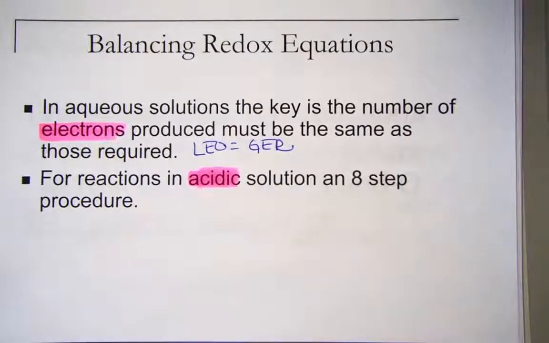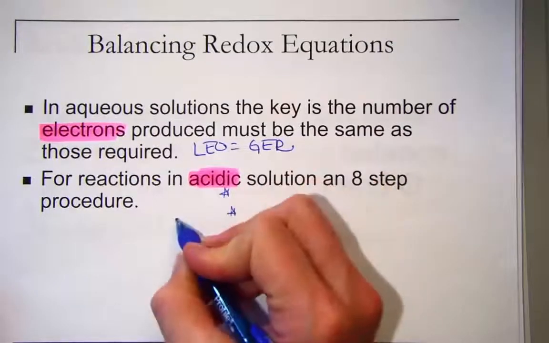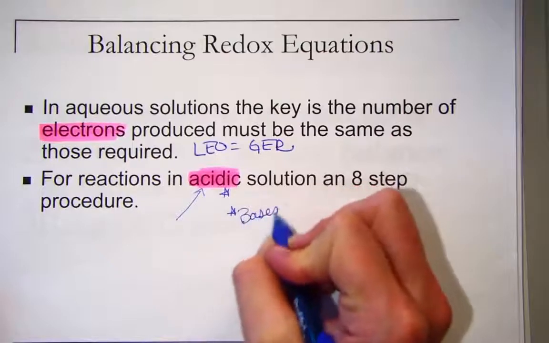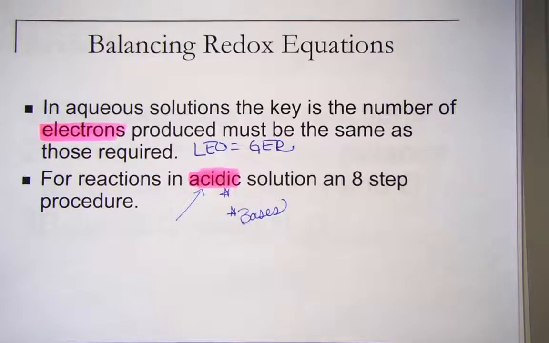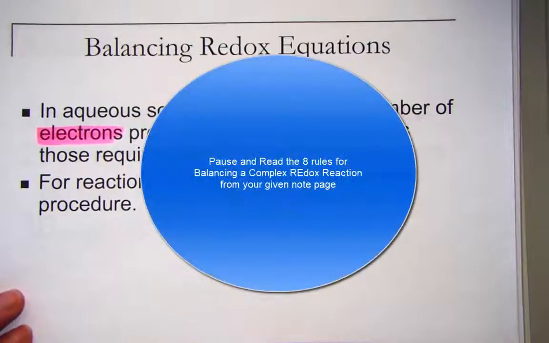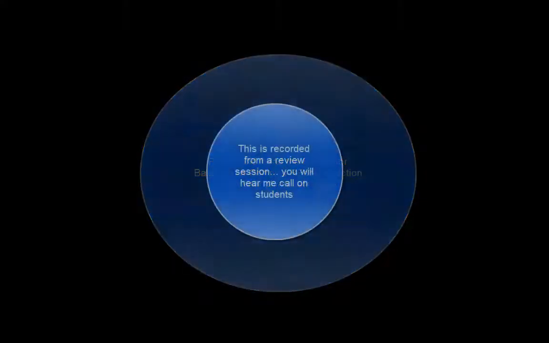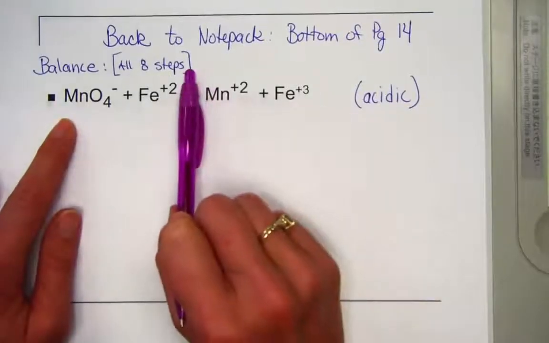Here's the procedure, and we're going to see that there are two different types of solution: aqueous solutions that occur in acids and aqueous solutions that occur in bases. Let's tackle, I think, the easier of the two first, tackling the steps for acidic solutions. An example where finally we'll follow all 8 steps.